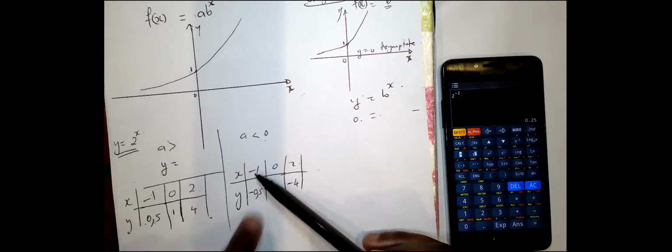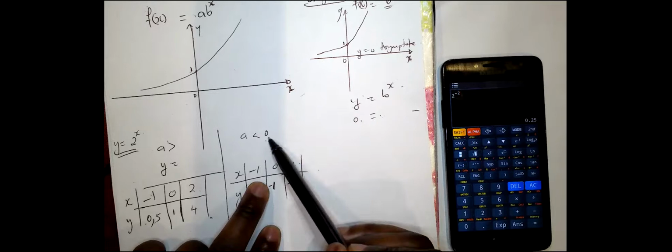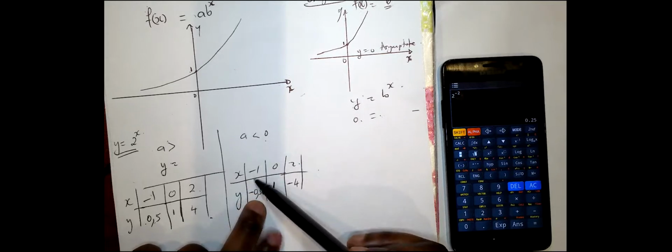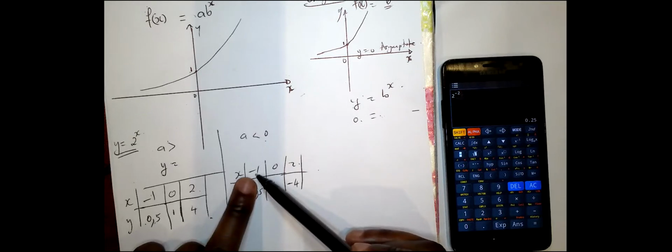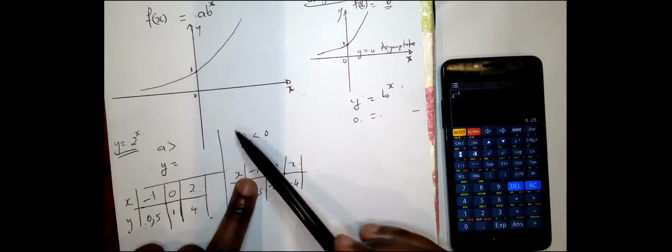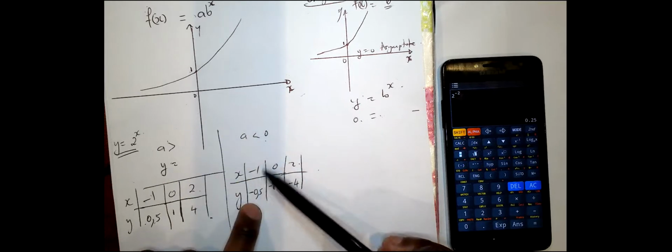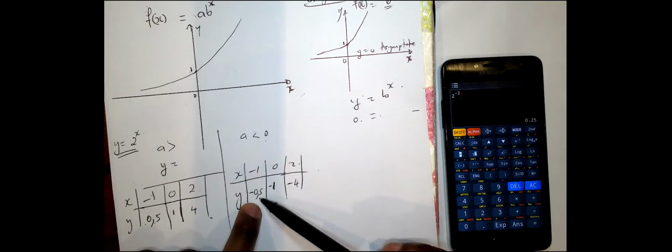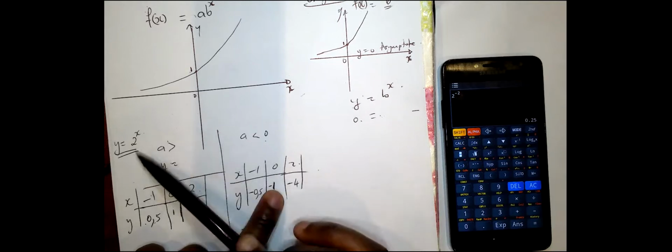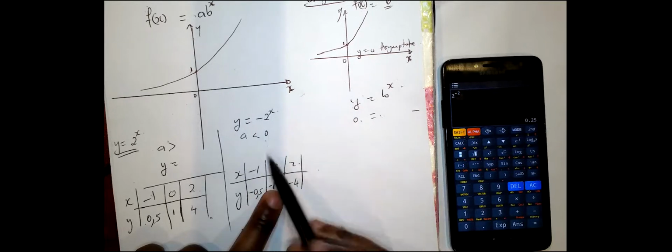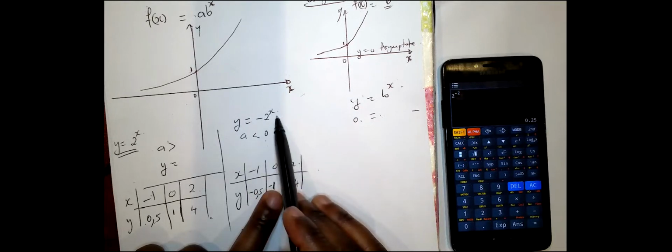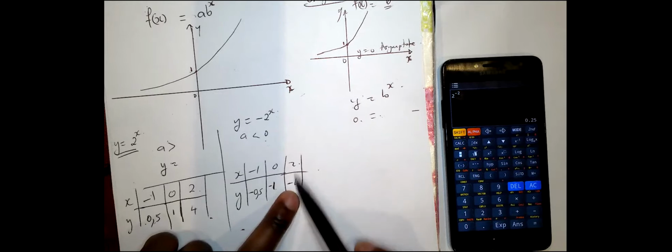Now, when it comes to negative, when a is negative, in this case we are having a negative. So let's say it's -1. If we put -1 into the equation, it's going to be 1 over 2 times -1, which gives us -0.5. Then y equals -2 to the power of x. Whatever we get there, we say times negative, so it's going to give us -1, and it's going to give us -4. So we end up having a function like that.